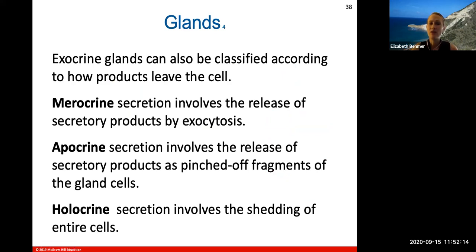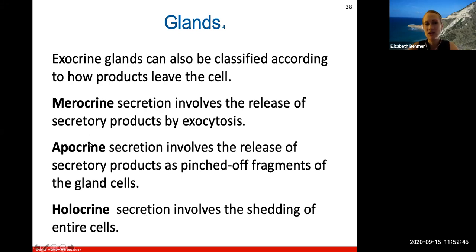Exocrine glands can also be classified according to how products leave the cell. So they can be merocrine, apocrine, or holocrine. You might want to know these three different types. Merocrine secretion involves the release of a secretory product by exocytosis. Apocrine secretion involves the release of its product as pinched off fragments of the gland cells themselves. And holocrine secretion involves the shedding of the entire cell.